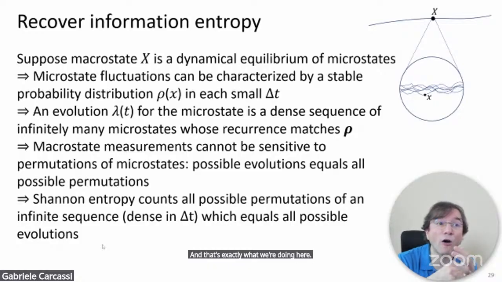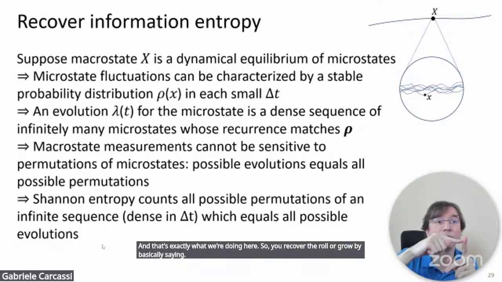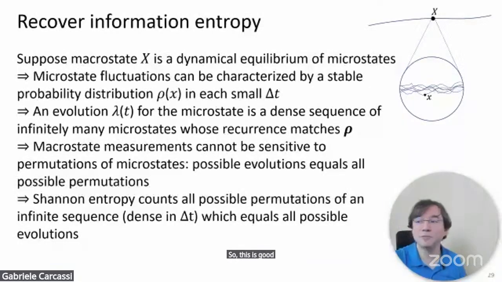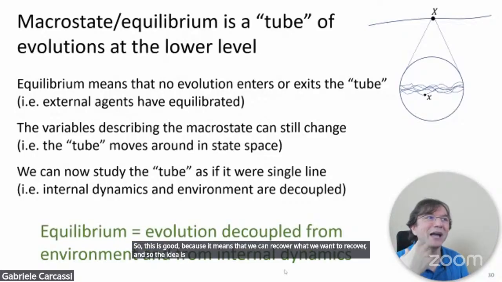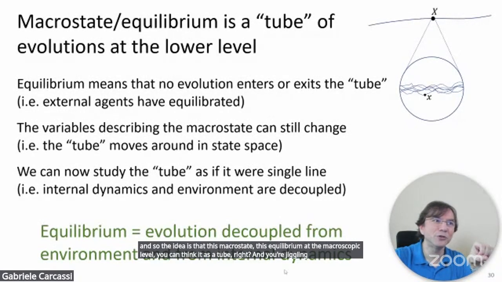So you recover the rho log rho by basically saying, I can think of the evolution of the microstate as a permutation of uncountably many objects. So this is good, because it means that we can recover what we want to recover. And so the idea is that this macrostate, this equilibrium at the macroscopic level, you can think of it as a tube, right? And you're jiggling around inside the tube.